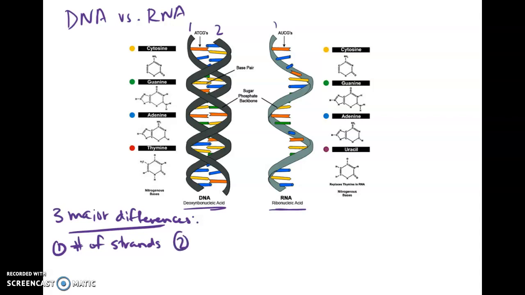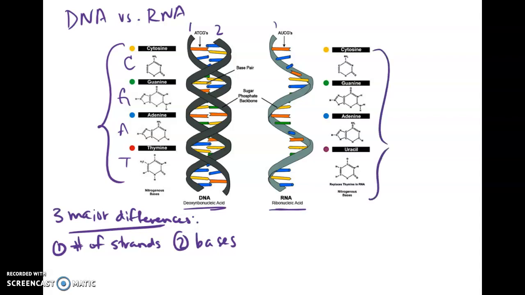The second difference is going to be in reference to the bases that compose each of these. So for DNA, we have C, which is cytosine, G, which is guanine, A, which is adenine, and then T, which is thymine. Now, for RNA, they're a little bit different. So with RNA, we have C for cytosine, we have G for guanine, we have A for adenine, and then we have uracil instead of thymine. So that would be abbreviated with a U.